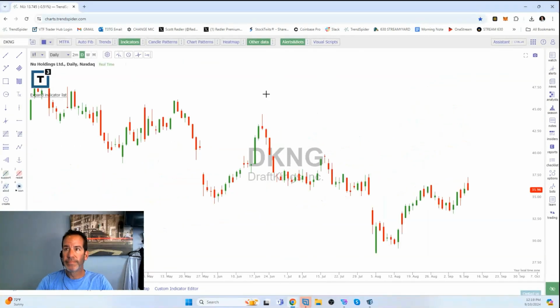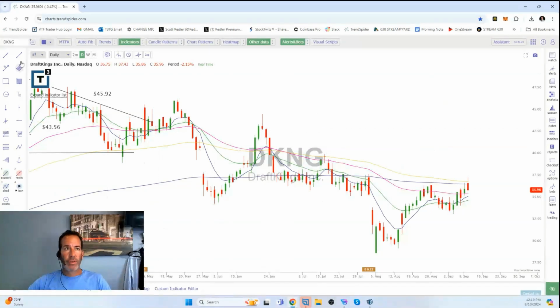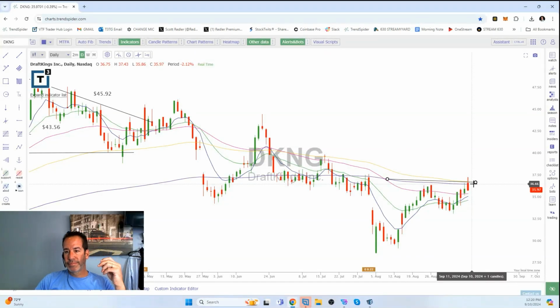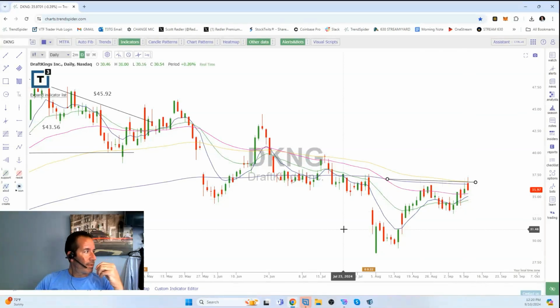DraftKings. That too, a red dog reversal to the 200-day. A lot more things being sold into strength than bought. Choppy tape.